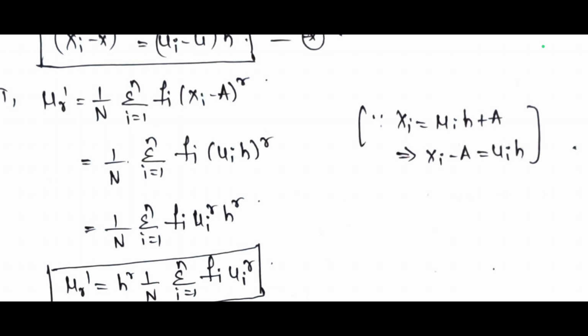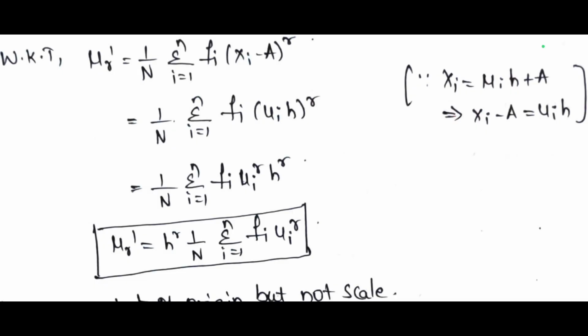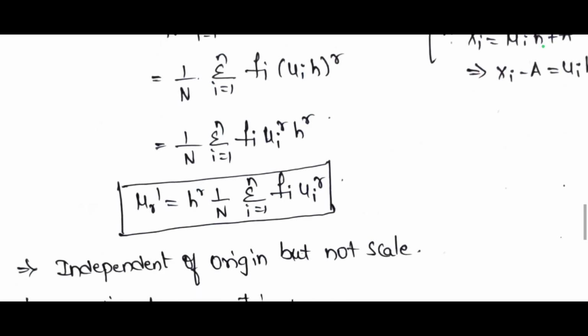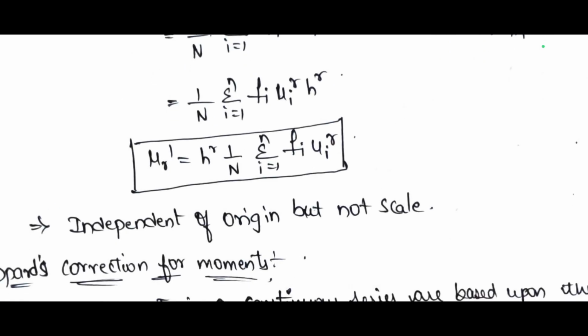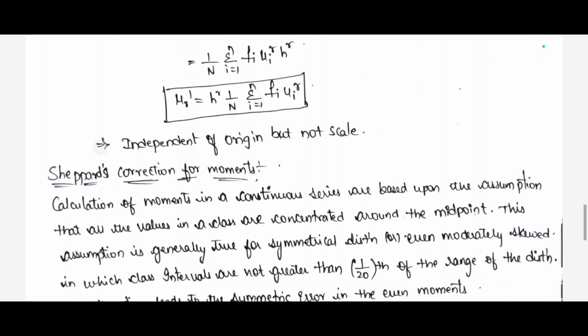So here we got that u_i to the power of r into h to the power of r. So this is in the formula of h to the power of r, 1 divided by capital N, summation i runs from 1 to n, f_i into u_i to the power of r. So here the non-central moments are also independent of origin but not the scale, hence it is proved.